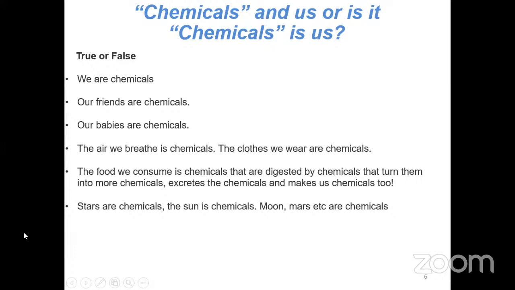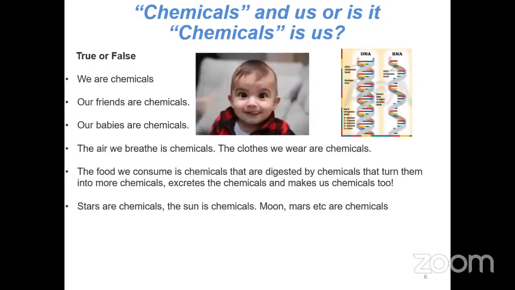Next, stars are chemicals, the sun is chemicals, the moon is chemical, Mars is chemical. Everything is chemical. For example, this beautiful child showing their tongue is also chemical. It's just a composition of chemicals. But what is this child made of? This child is made of DNA and RNA. DNA is a combination of chemicals, RNA is a combination of chemicals.